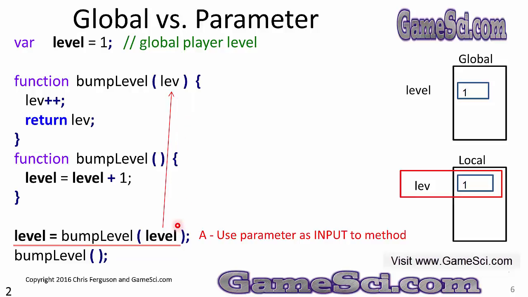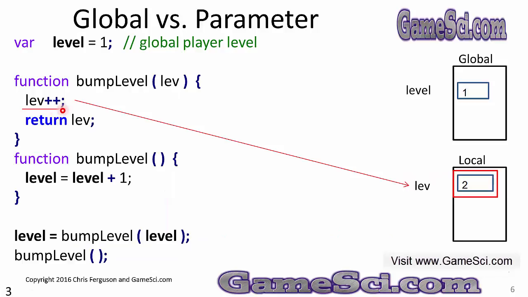The 1 will be passed as the argument to the local variable lev, and you can see the 1 was copied to the parameter lev. This is a copy of level. It is not level. We're going to operate on that copy.